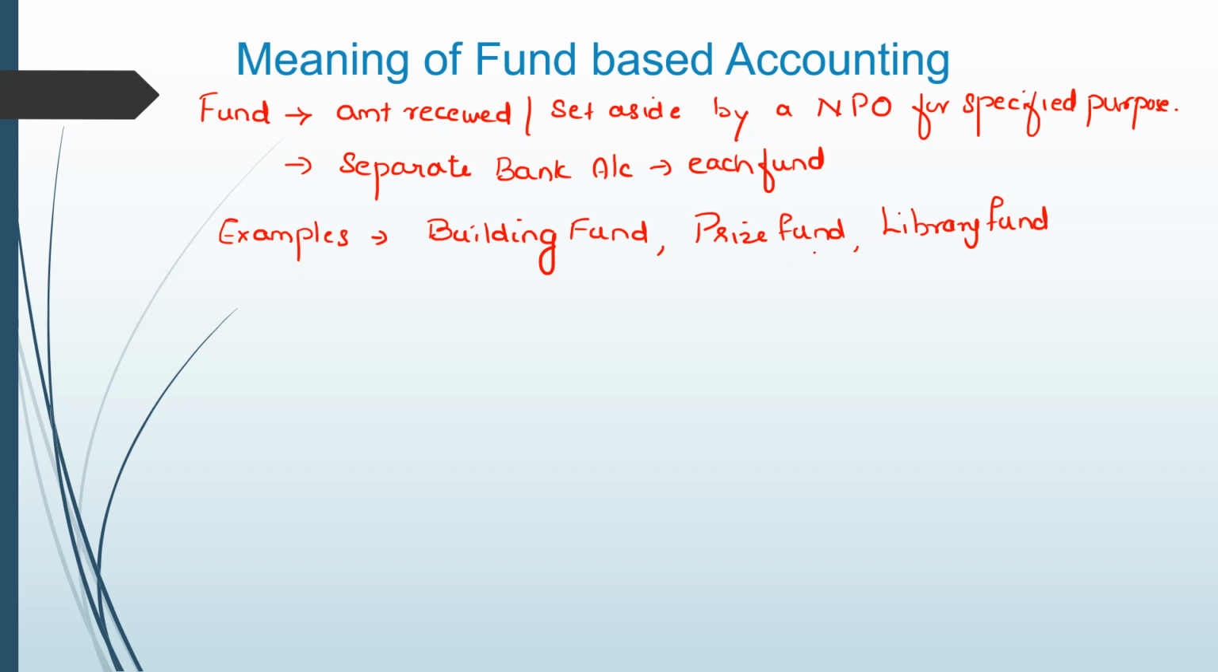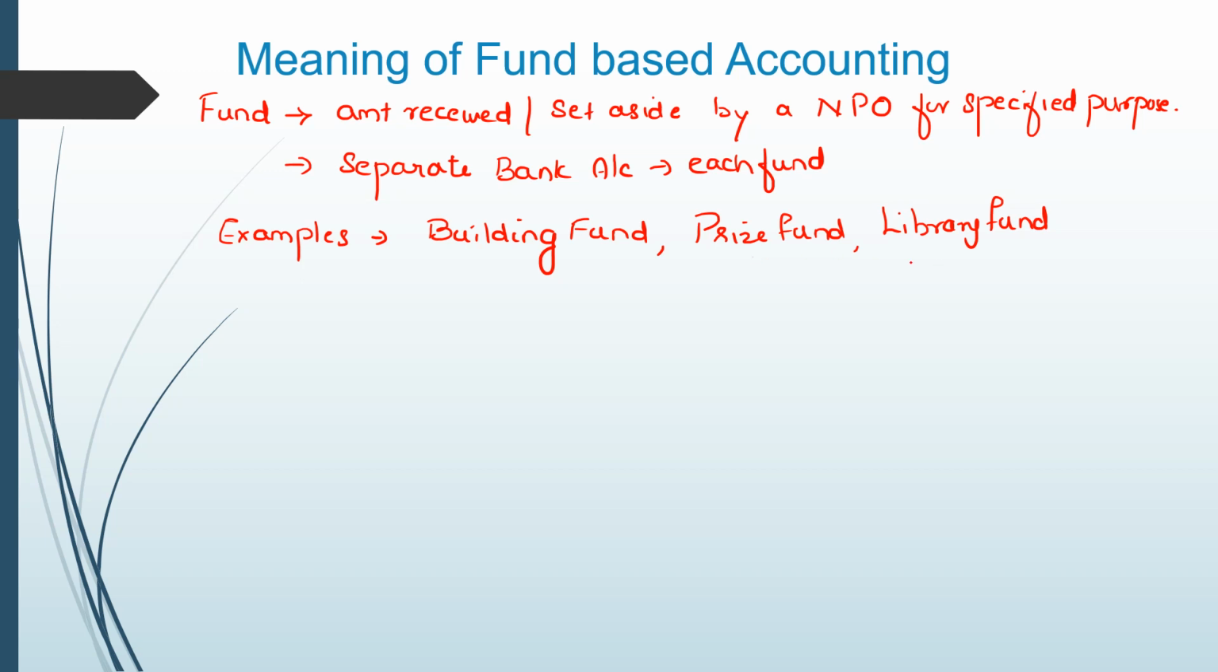Prize fund. From the term prize fund, we can understand that this fund has been set up for the purpose of distribution of prizes. The amount which has been received will be invested, and whatever income is received along with the fund amount might be utilized only for the purpose of distribution of prizes for which it has been set.